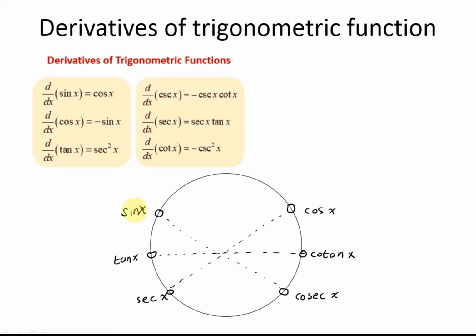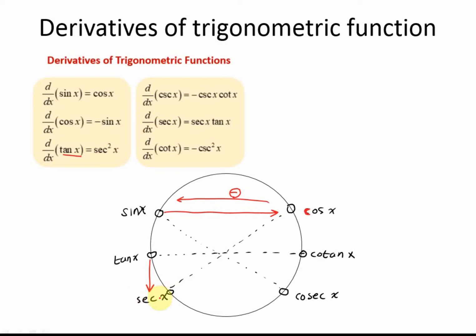And then if you take the derivative of sine x, it just goes this way, so it becomes cosine. If you take the derivative of cosine, it goes back to the sine. But if you have a c in front of the function name, then you just put the negative. And then in this one, if you take the derivative of tangent, it's just going down. But when you go down, you have to multiply by 2 times this one. So that's why if you take the derivative of tangent, it becomes secant x squared, okay?